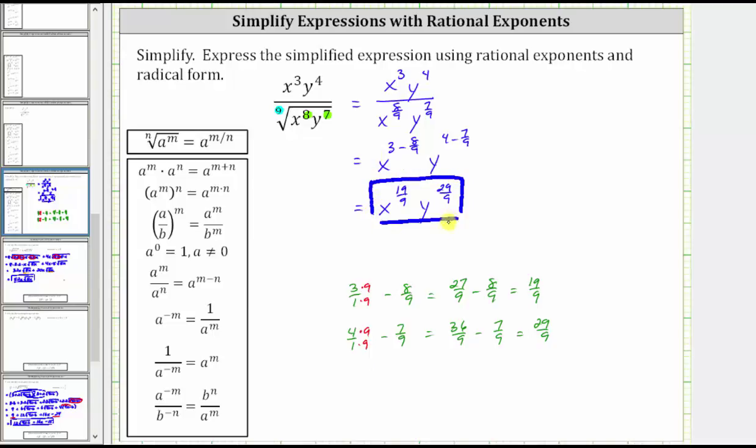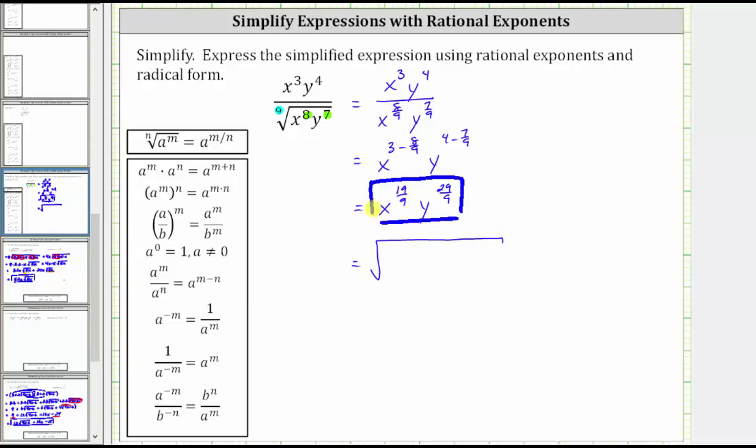But now let's work on expressing this in radical form. Because the denominators of the rational exponents are 9, in radical form the index is 9, so we have the 9th root. Because the numerator of the rational exponent of x is 19, we have x to the 19th in the radicand. And because the numerator of the rational exponent on y is 29, we also have y to the 29th.